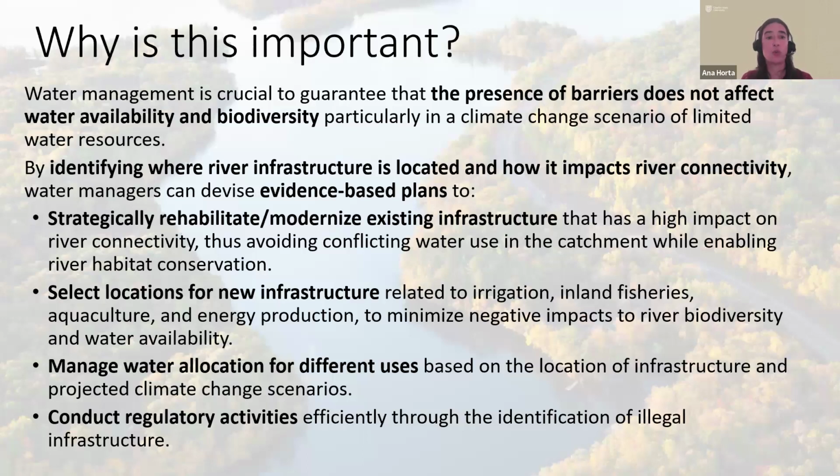Next slide, please. So why is this important? I hope that right now you already have a set of scenarios in your head of what you can do with a map like this and with river connectivity assessments. Basically, this can help you to strategically prioritize which barriers you're going to rehabilitate or modernize. It can also help you select locations for new infrastructure. You can efficiently manage water allocation for different uses, and you can conduct regulatory activities because you will know exactly where each project has been implemented or where each infrastructure is operating.